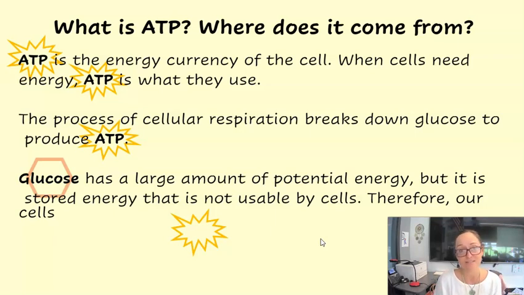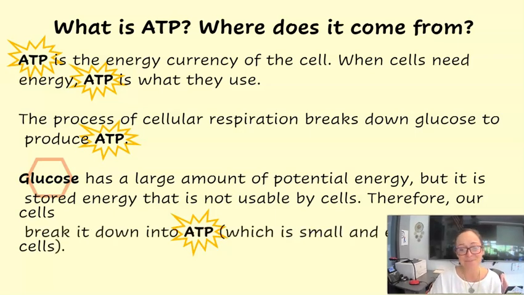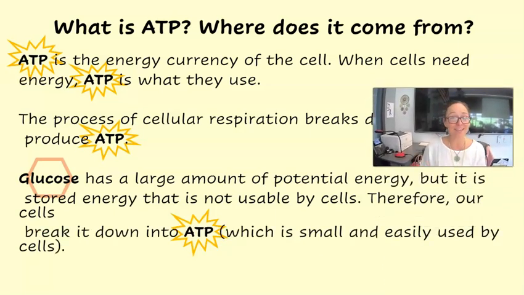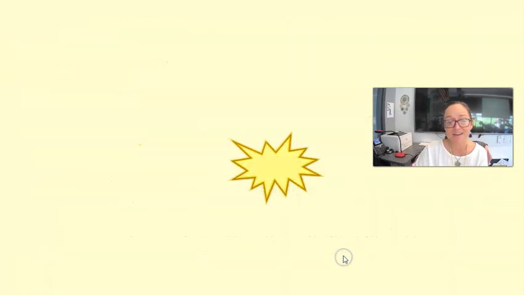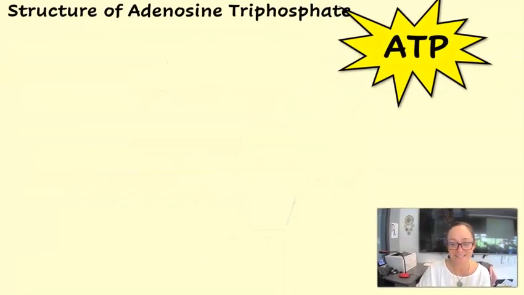So during the process of cellular respiration, in our cytoplasm and in our mitochondria, we break these organic molecules down, and in the process, we produce ATP. How is a totally different topic in another video, but basically, we're making usable energy in the form of ATP when we do cellular respiration. So ATP is small and easily used by cells. Okay, so let's go ahead and talk about ATP.